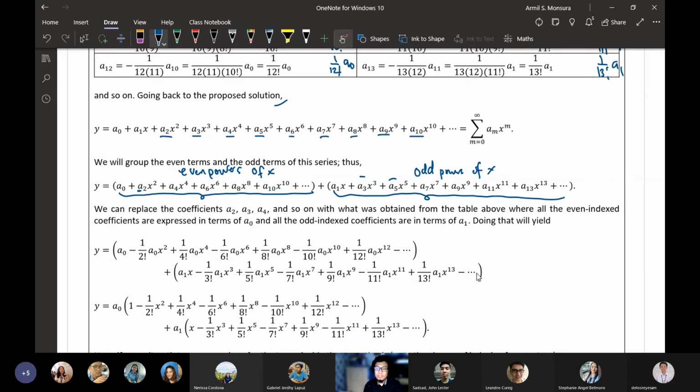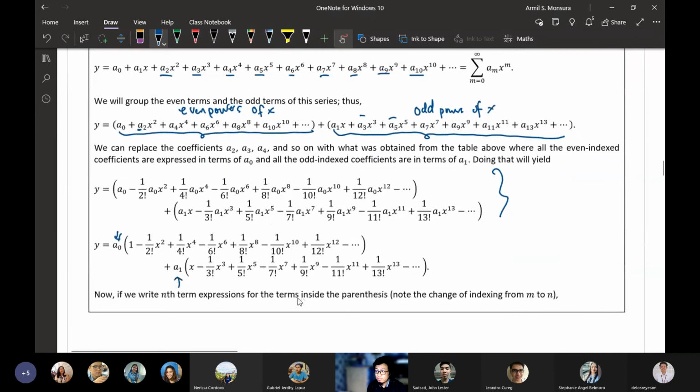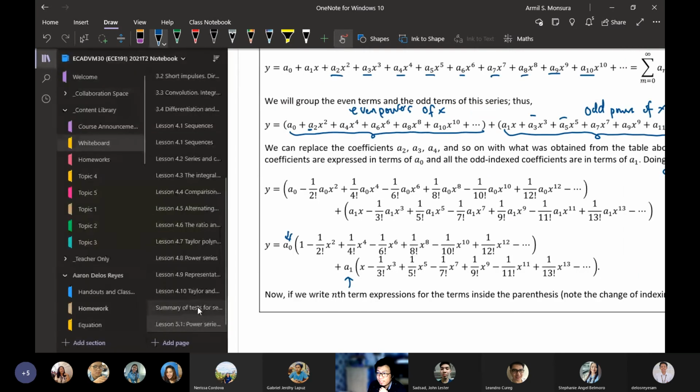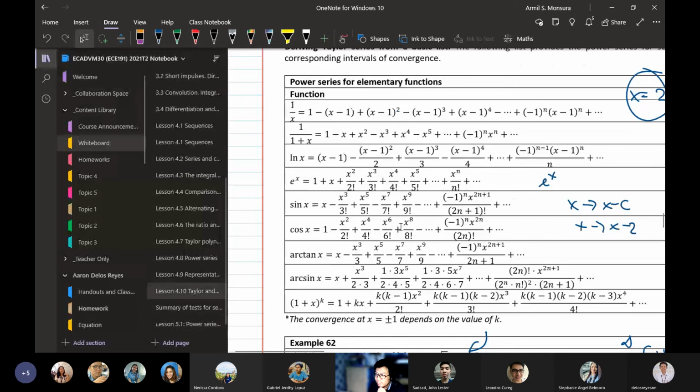Okay? Did you follow that? I hope you figure this out well. So, it would make sense, as you can see here, that we factor out A0, and we factor out A1 here. Now, look carefully at the terms left inside the parentheses. Then let's look at our table of Taylor and Maclaurin series.